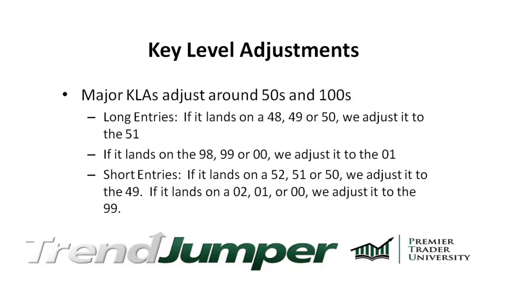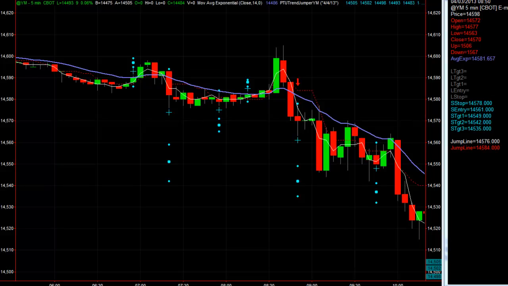And of course, for shorts, it's the opposite. If it lands on a 5.2, a 5.1, or a 50, we adjust it down to the 49. If it lands on an 0.2, an 0.1, or a multiple of 100, we adjust it down a tick to the 99. Let's look at some examples.